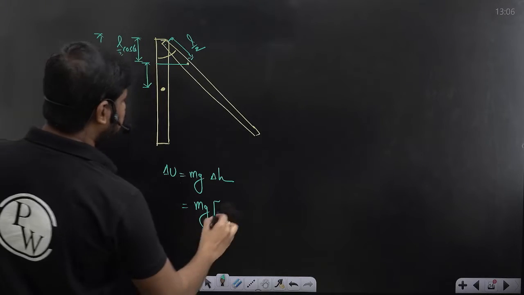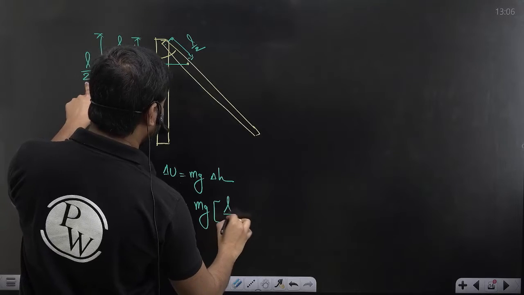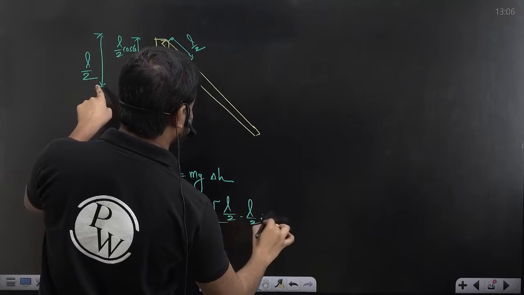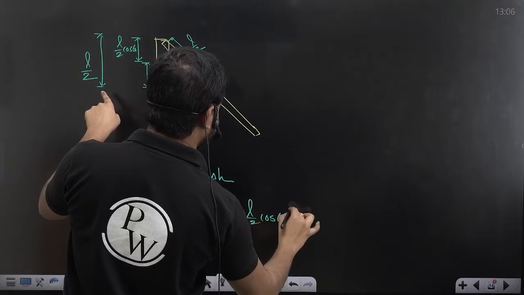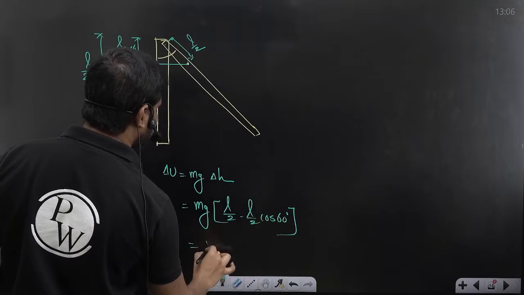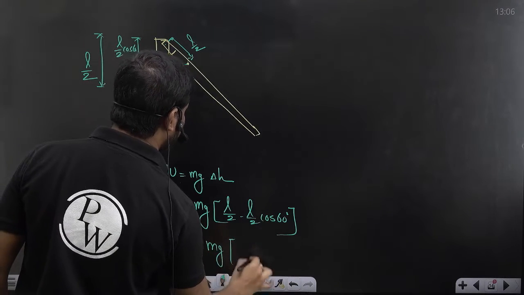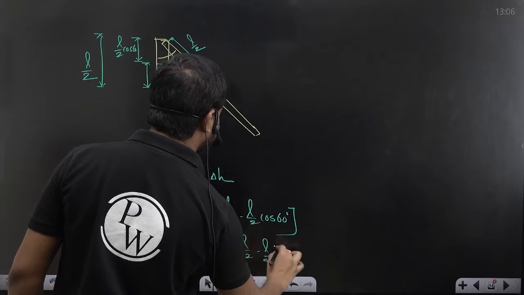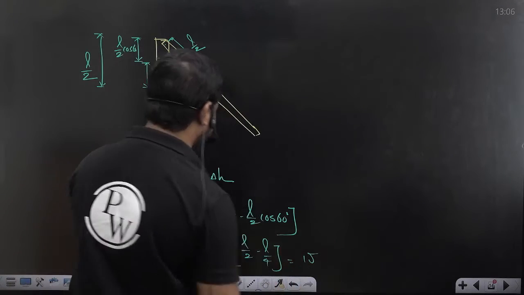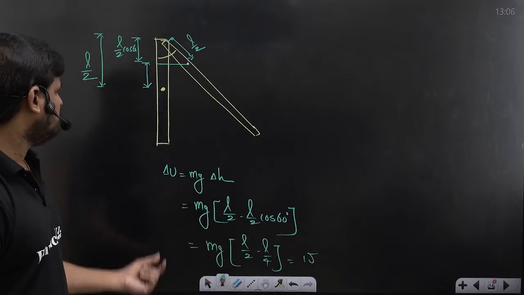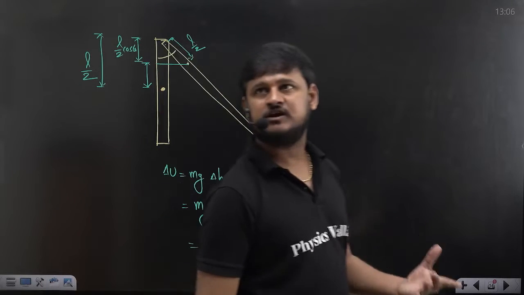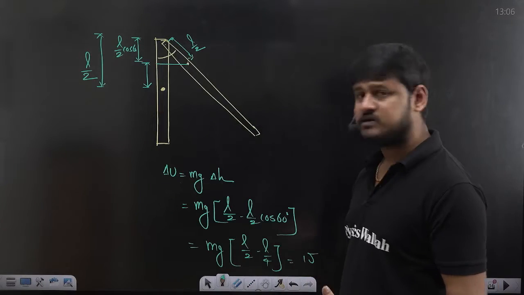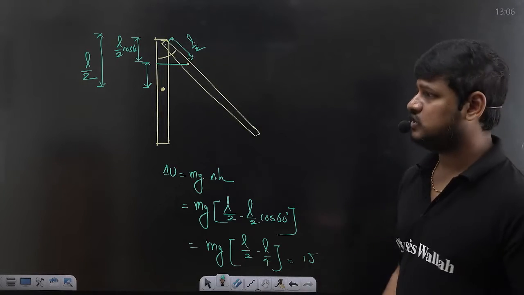So what we actually need is L by 2 minus L by 2 cos 60. If you do it this way, it will be easy. So we get mg into L by 2 minus L by 4. Now you get the same answer, which is 1 joule. In place of L, you substitute 1, because it's a meter stick. Clear, guys, the concept? Done? Let's move further.